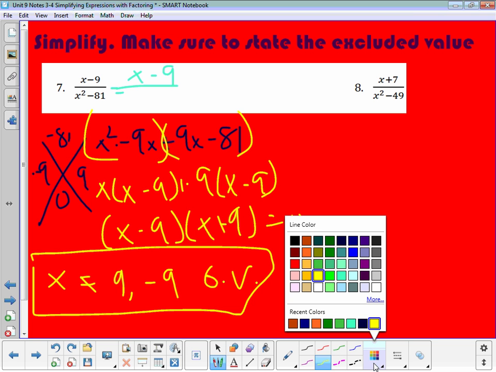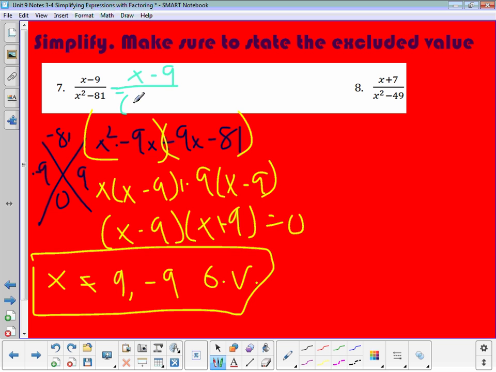So then going back up to this simplified version, we're going to have on the bottom x minus 9 and x plus 9. So we can cancel out the overlapping factors. Again, that leaves us with nothing on the top, so we're just going to put a 1, and left on the bottom is going to be that x plus 9. Okay, so that's your simplified rational expression.